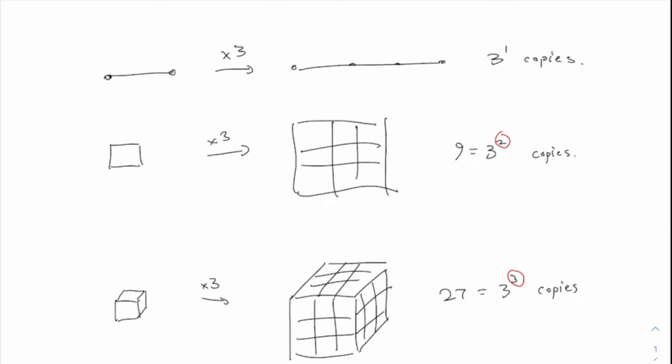This number, this exponent, is the dimension of the object that you're talking about. The first one here was 3 to the 1, all right? That exponent there is the dimension. This is another way of defining the word dimension.